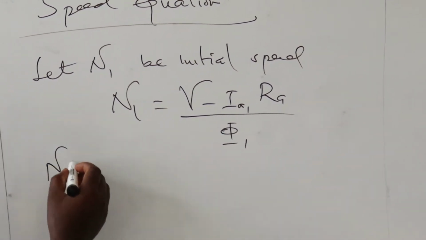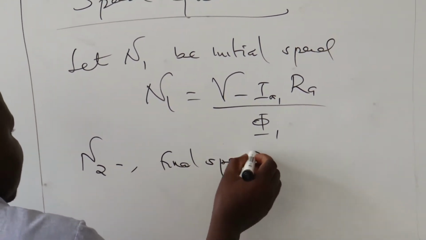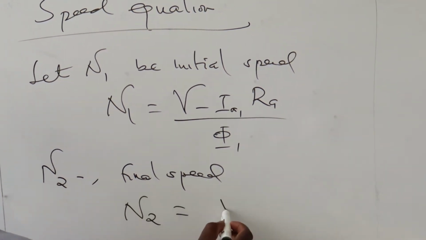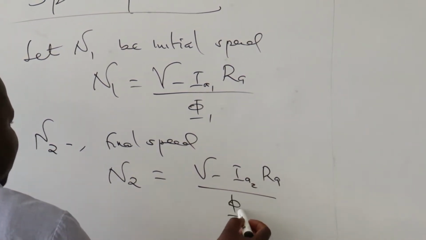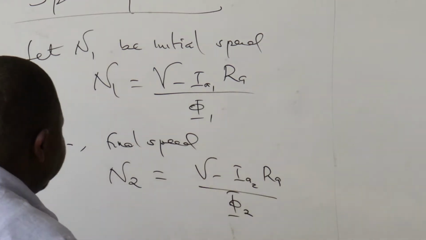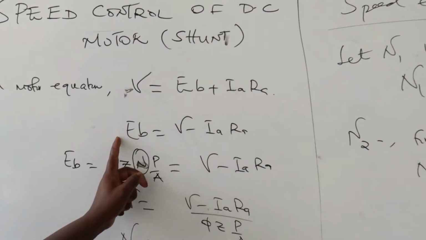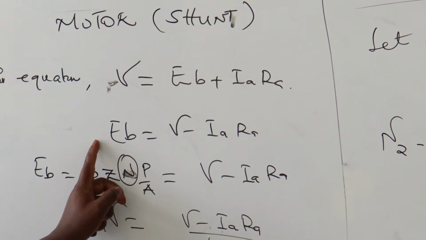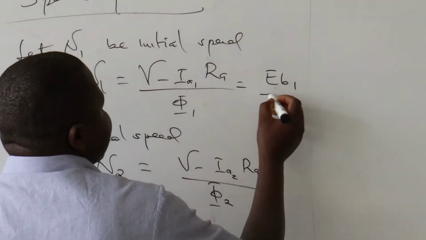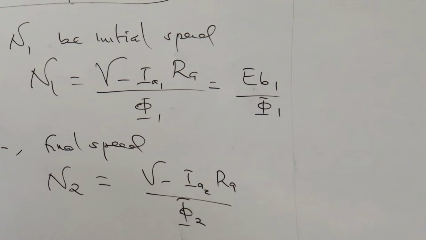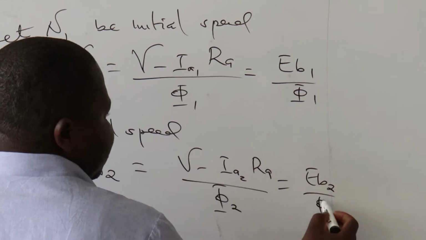And let N2 be the final speed. So N2 will be V minus Ia2 Ra over flux 2. Actually, V minus IaRa is EB. Therefore, we can reduce this to EB1 over flux 1, and in the case of 2, EB2 over flux 2.